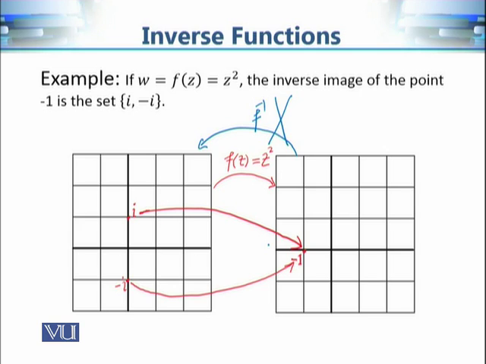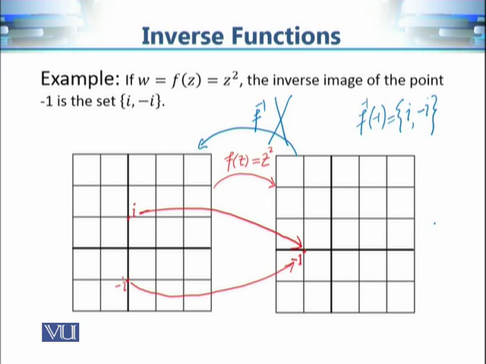Because by definition of function, a function should give us a unique output, which in this case is not possible, because the inverse of -1 is not unique, and it is 2 points, iota and minus iota. So we can say that in this case, the inverse of the function f does not exist. So in other words, we should have unique output for each and every point in the range.